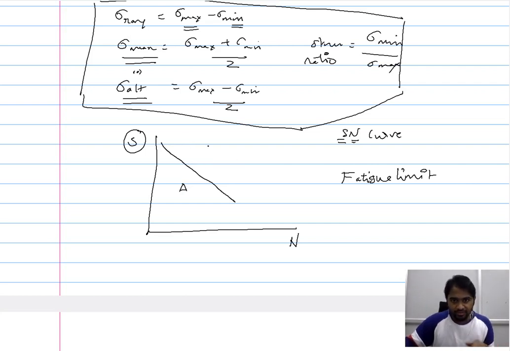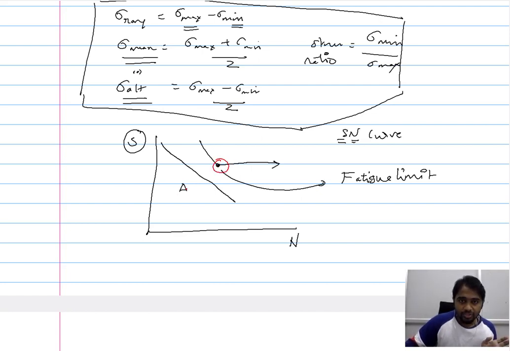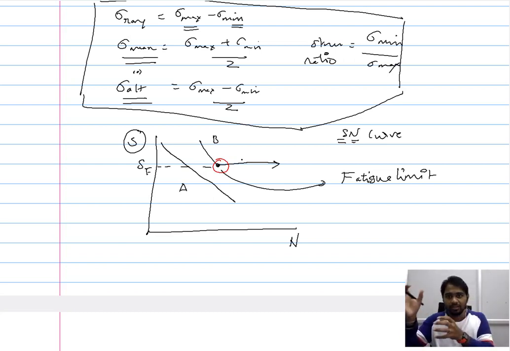There will be a straight line beyond a certain point. This is a straight line, or assume it to be a straight line, and this point is what we refer to as the fatigue limit. So the material A here does not show any fatigue limit, whereas the material B here shows a fatigue limit. Below the stress SF, below this fatigue limit, the material is able to withstand any stress below this limit for an infinite number of cycles. Again, this infinite term is a relative one. It all depends on your laboratory conditions.